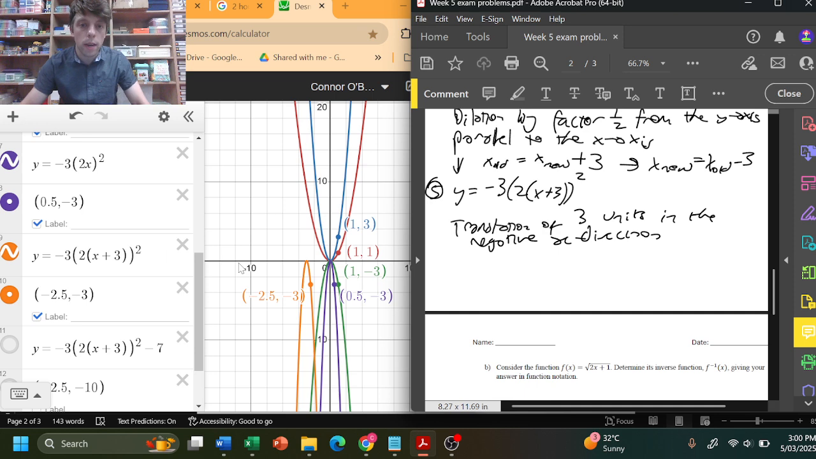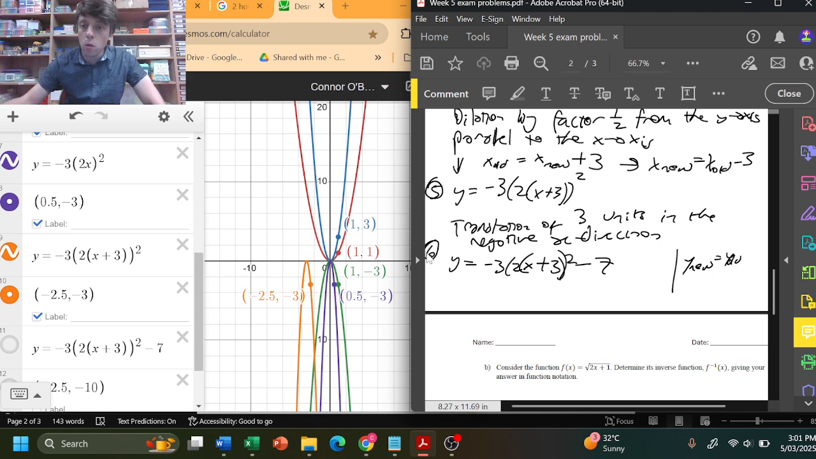All right, final transformation. So almost done with this one. We need to create the equation y equals -3 of 2x plus 3 squared minus 7. So this is our final equation. What are we doing to create this equation? Well, we're taking the old y value, and we're minusing 7 from it. So the y new is equal to y old minus 7. Simple as that. So this is a translation of 7 units down, or you can say in the negative y direction.